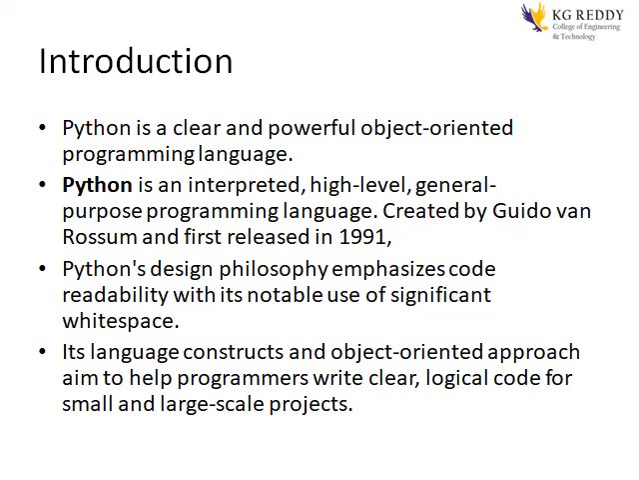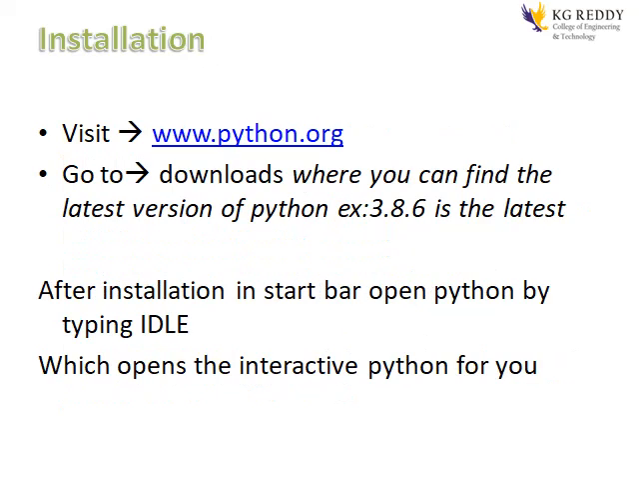When you want to include a block of code within a function or within a block, we simply use 4 white spaces to indicate that these are the statements belonging to that particular block, which we will be seeing practically as we go through our further sessions. Don't worry. Then coming to its language constructs and the object-oriented approach, this will help the programmer write clear and logical code, both for small and large scale projects.